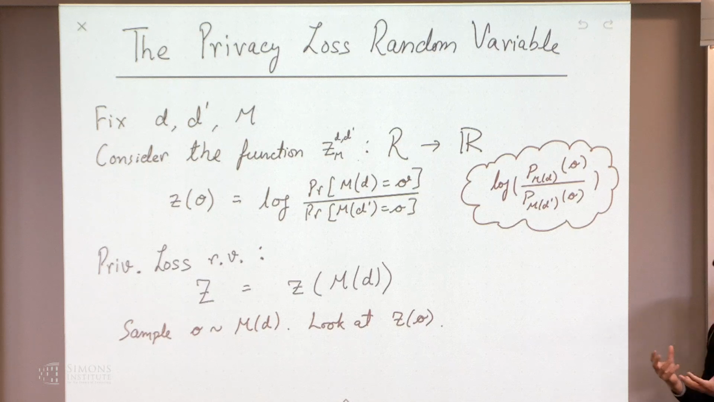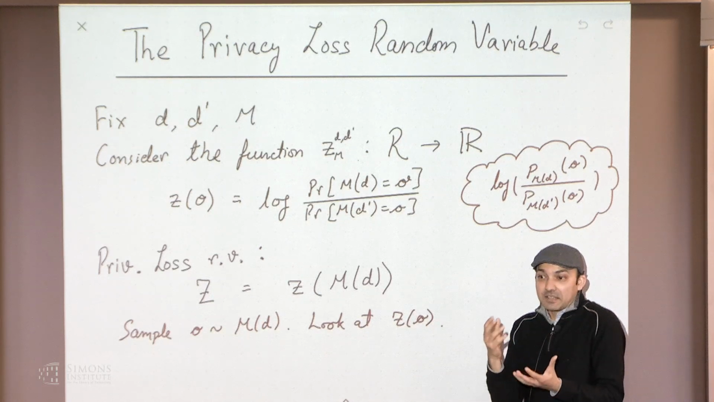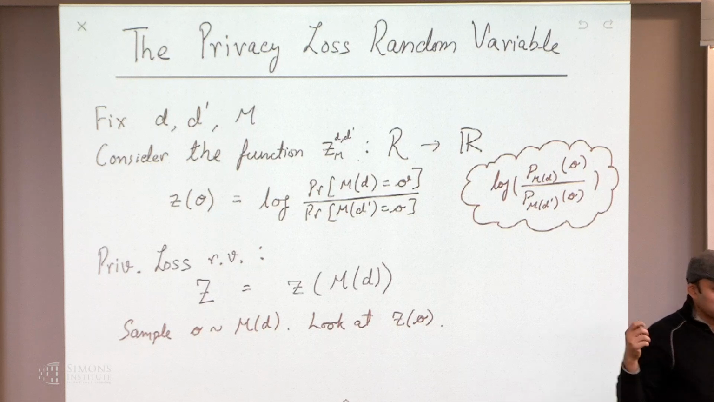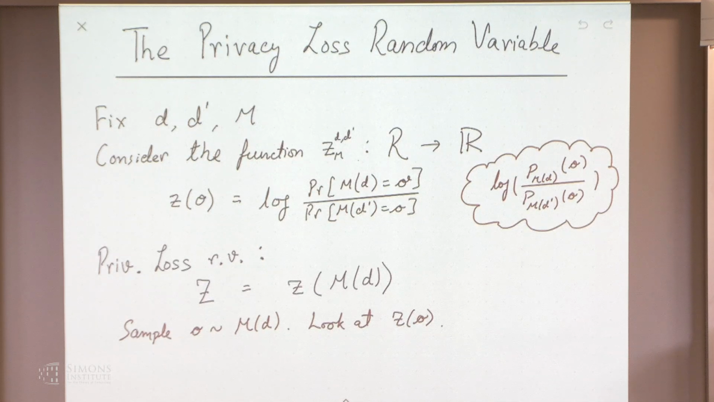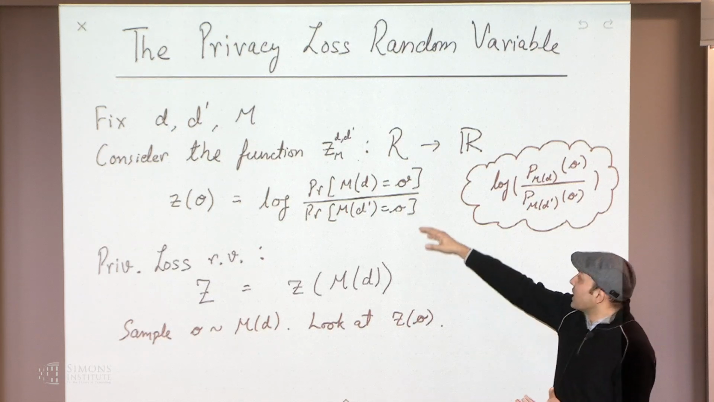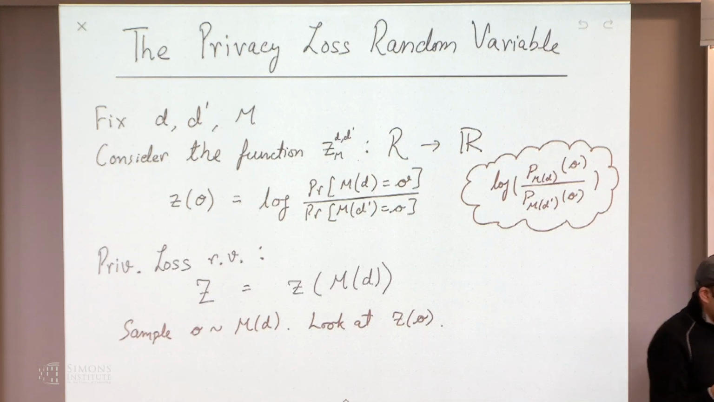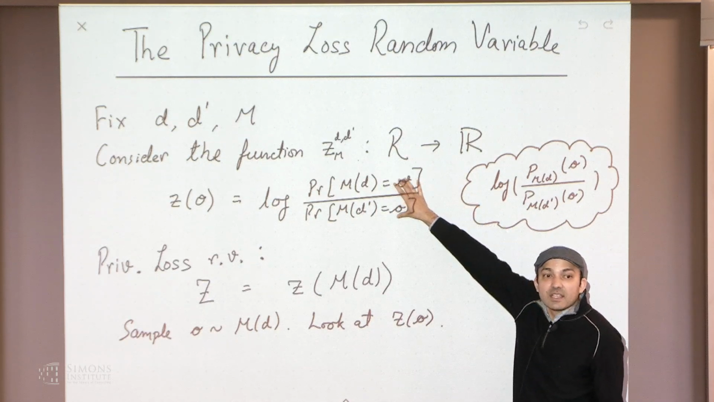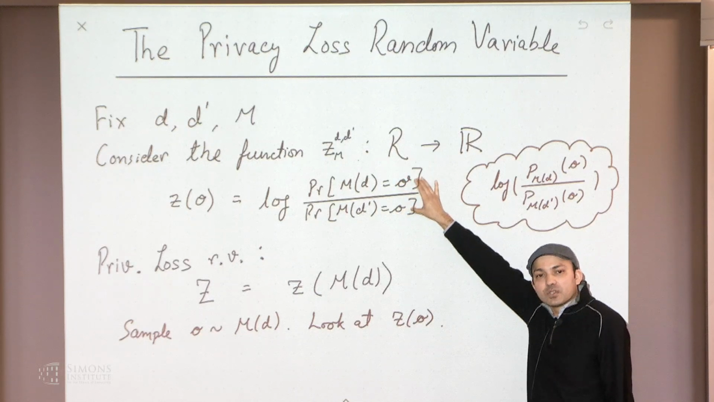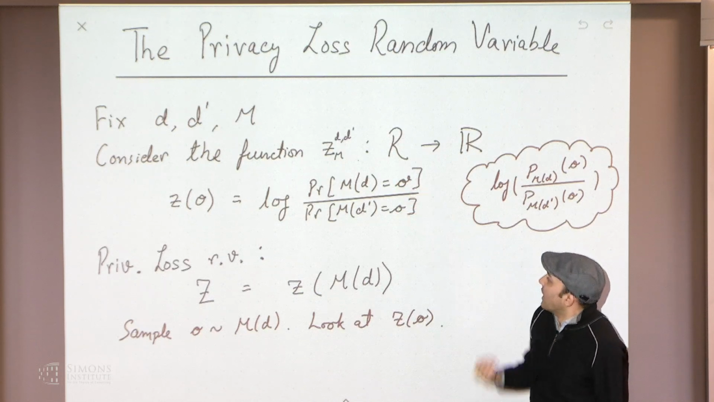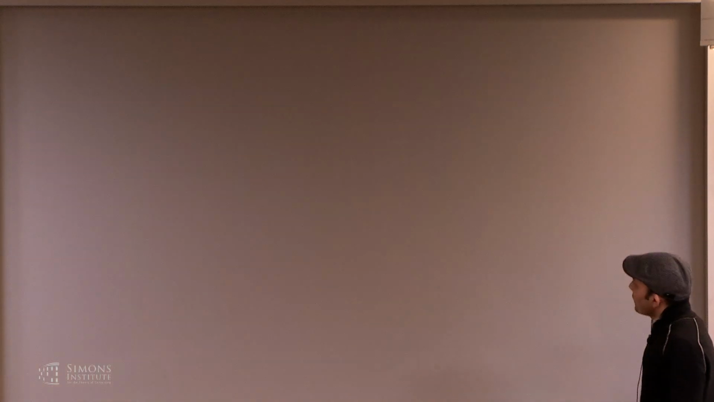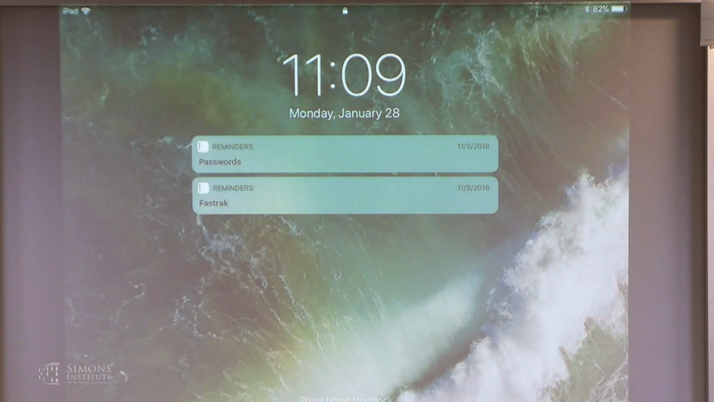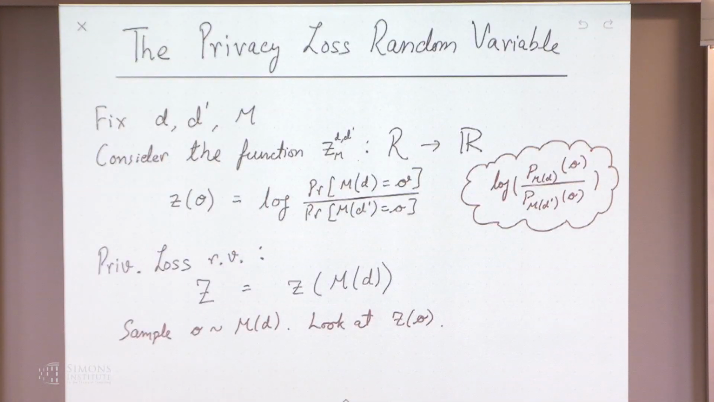Right, so I come in with some beliefs. I think maybe it's equal odds that Kobe is in the data set or not. Then I see the outcome of the mechanism, and based on the outcome, my odds between these two events change. This ratio is exactly capturing how much those odds have changed.